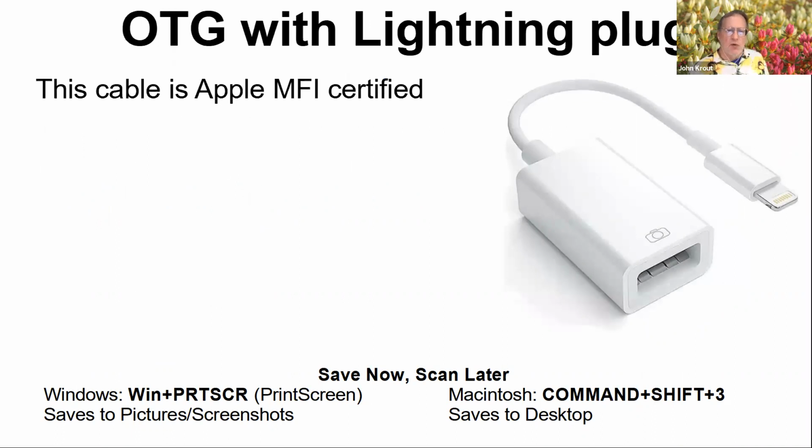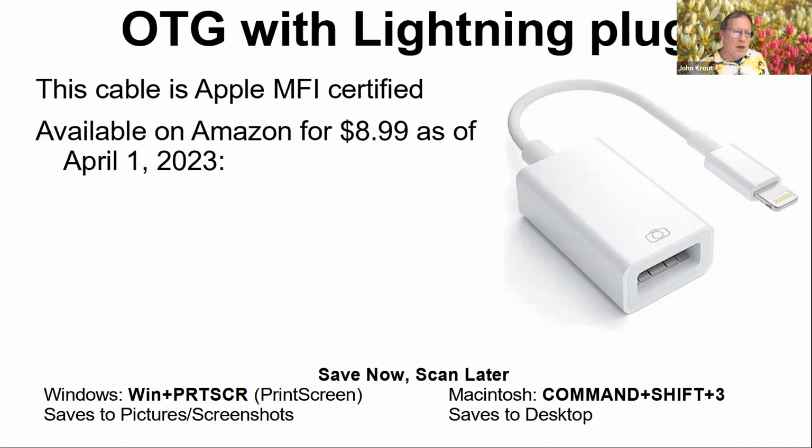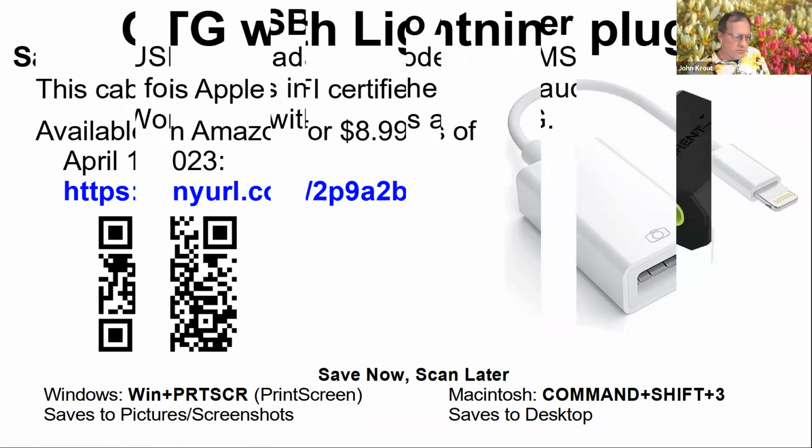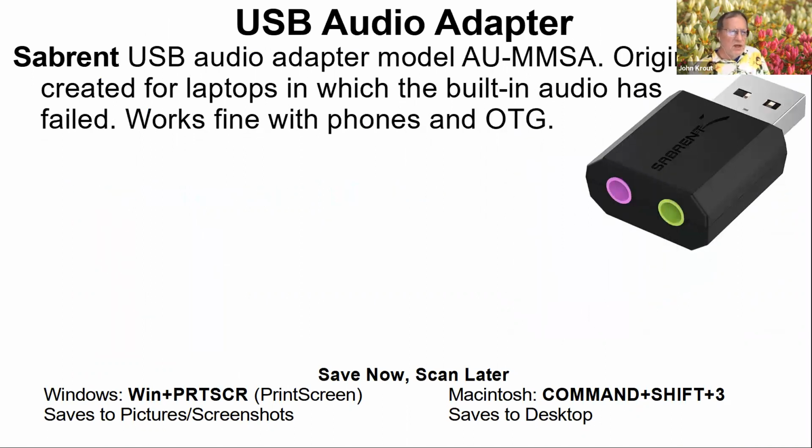Here's an OTG cable with a lightning plug. It's available on Amazon for $8.99 as of April 1. And here's the URL and the QR code. So you can save this page now so that you can make use of that information later on after the presentation. Just by the way, I'm going to show all these pages again at the end of the presentation, all the product pages.